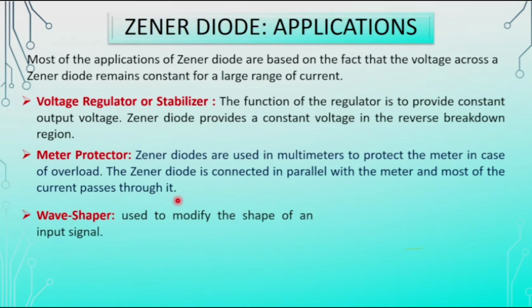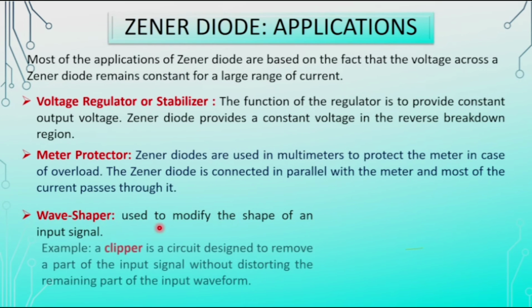Next one is wave shaper. From the name itself you can see that it is shaping a wave. So it is used to modify the shape of an input signal. There are different types of wave shapers. Clipper is one example, and a clipper is a circuit which is designed to remove a part of the input signal without distorting the remaining part of the input waveform.